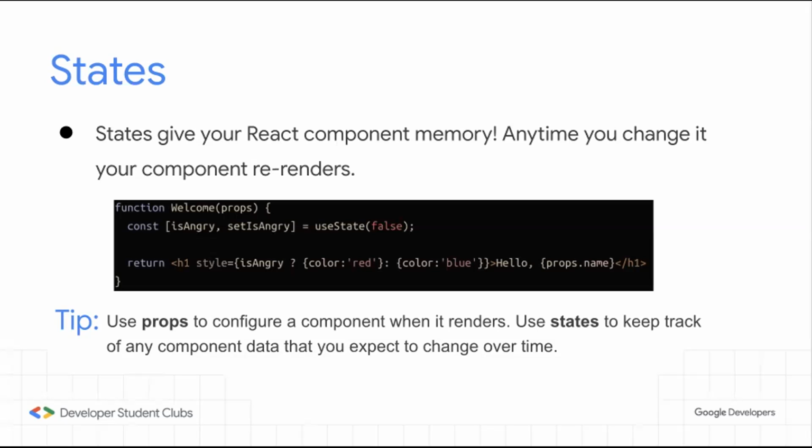Now, we do have to preface many times that states are very, very hard. It is probably the hardest thing to wrap my mind around when I was learning React. And it is a lot when you're trying to understand a code base. So here's a tip I used when I was learning React for the very first time. Use props to configure a component when it renders. Use state to keep track of any component data that you expect to change over time. Anytime that you are trying to write out a component and don't know whether to make something a proper state, look back at this tip, and I assure you, it will make a lot more sense and you will be able to write your component much more elegantly.